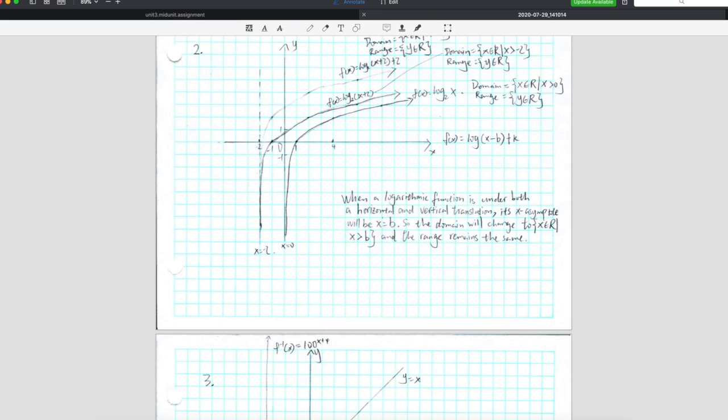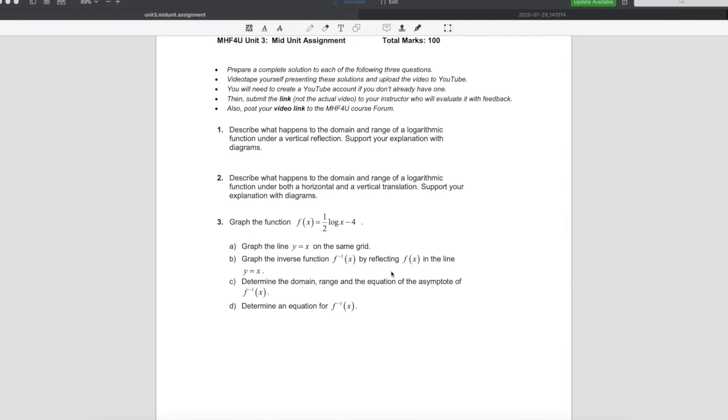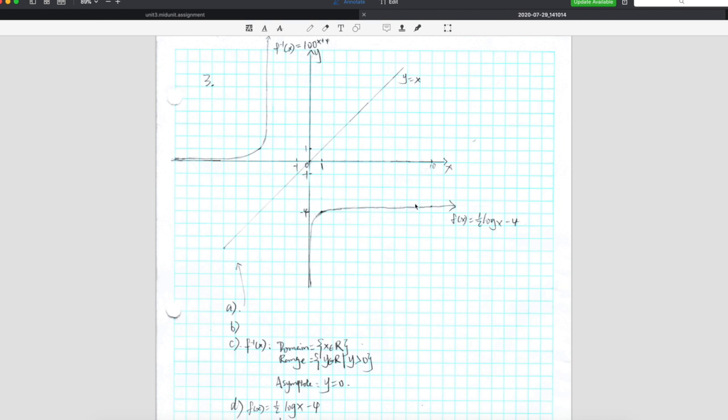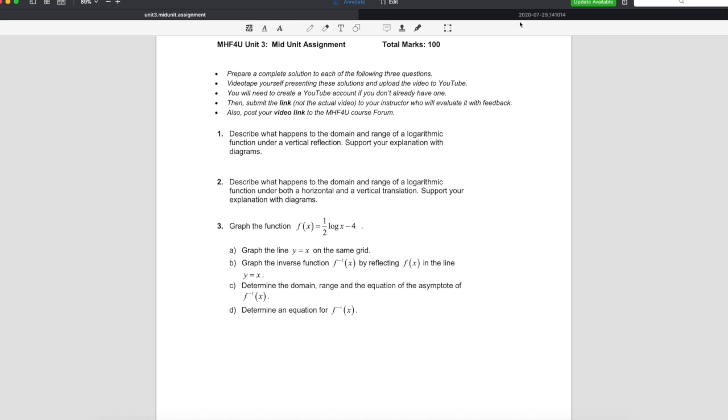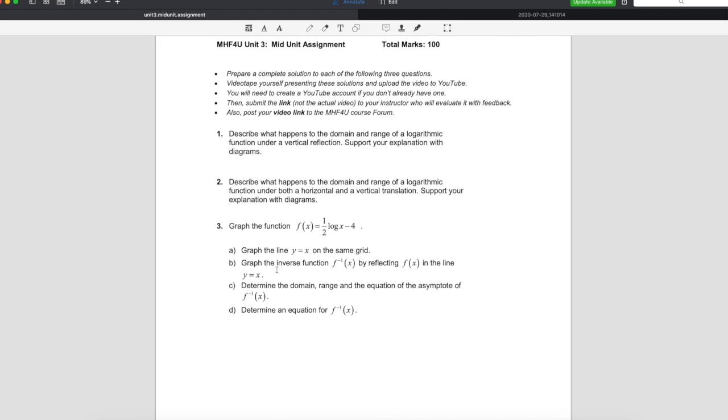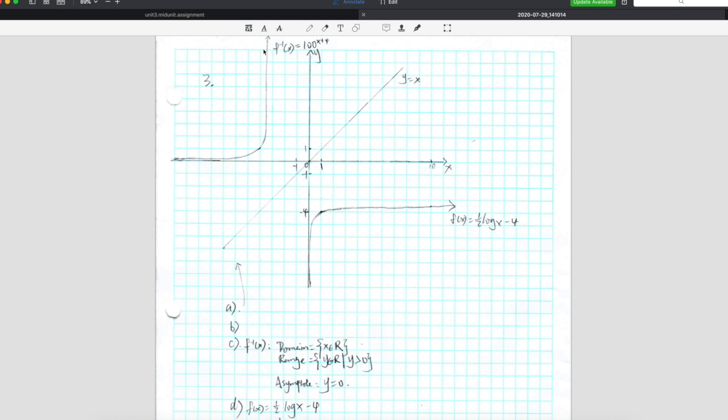Okay, so now we are at question 3. Graph the function f(x) = 1/2 log x minus 4. So I did a graph here, which is the original function, and graphed the line y equals x here. That's question A. And question B, graph the inverse function. I did it here. As we can see, they are symmetric over this line here.